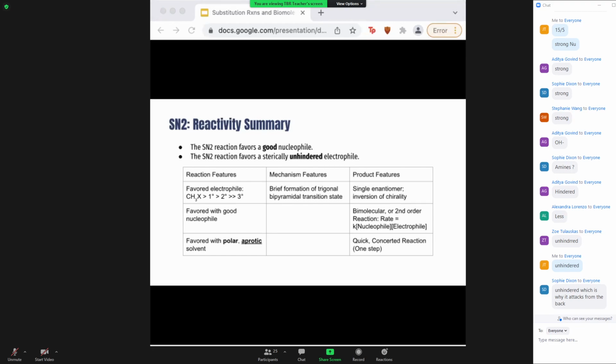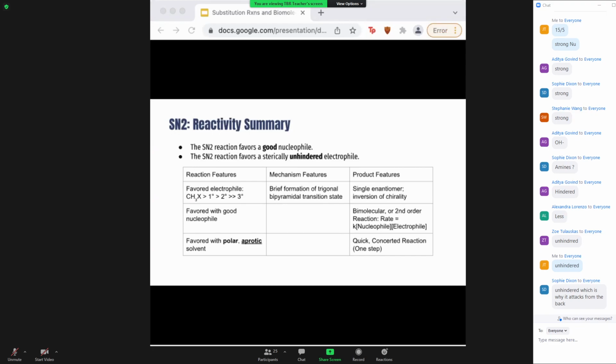Some mechanistic features are that you have a brief formation of this trigonal bipyramidal transition state. Not super important to know, but just so you can visualize it. And of course, important to remember, you form the enantiomer and you have an inversion of chirality. It's a bimolecular reaction, meaning second order: both reactants are involved in the reaction rate because they are both part of the rate determining step, since there's actually only one step, so it's rate determining.